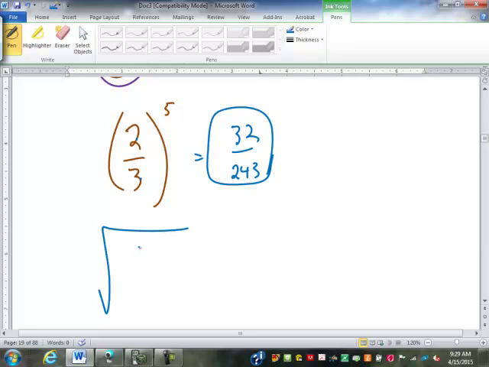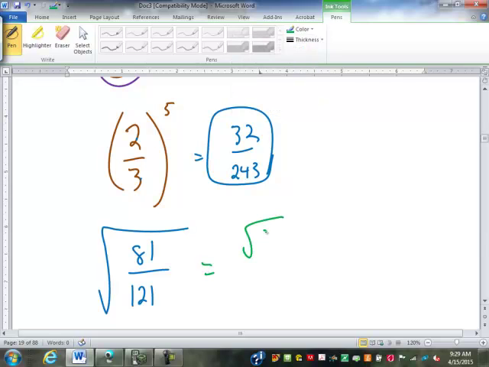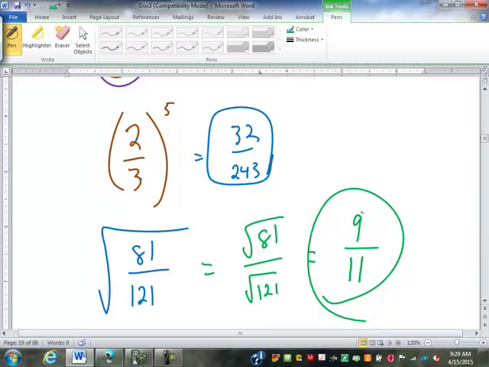So if I have the square root of 81 over 121, all I really have to do is the square root of 81 and the square root of 121. Well, the square root of 81 is 9. The square root of 121 is 11. Cool.